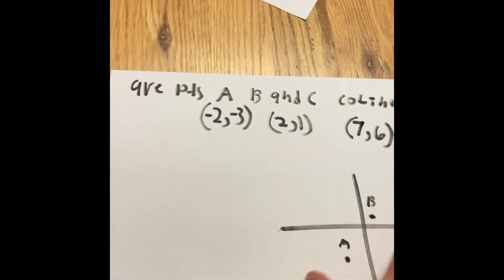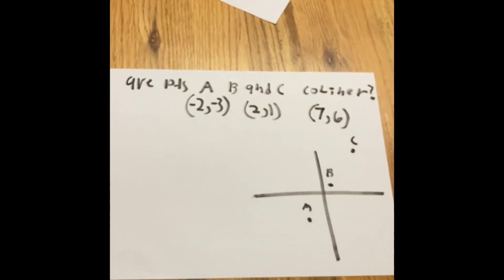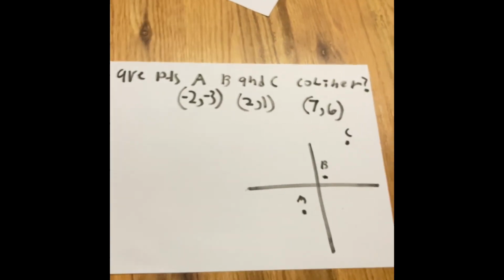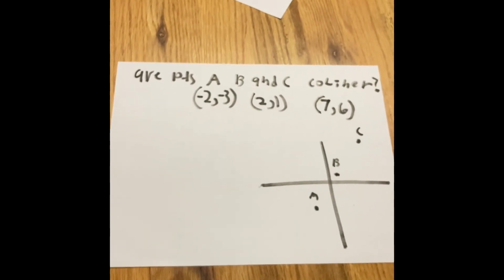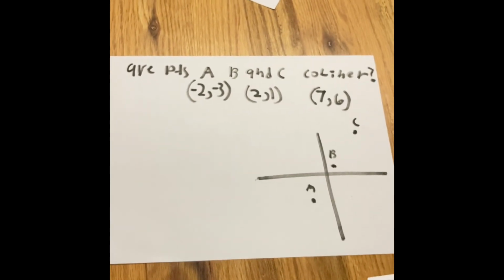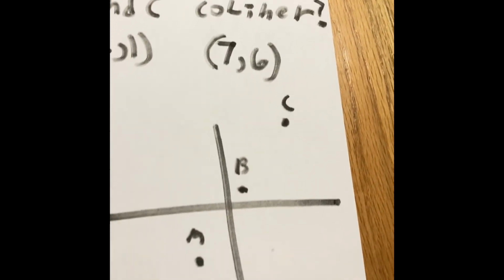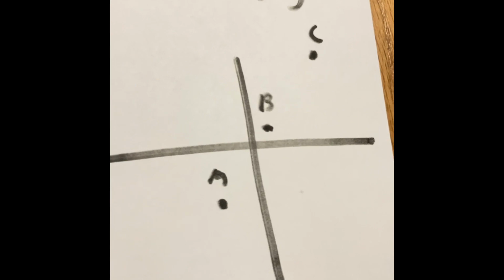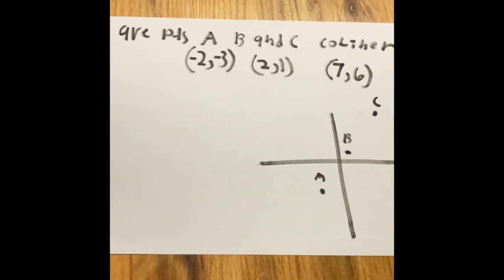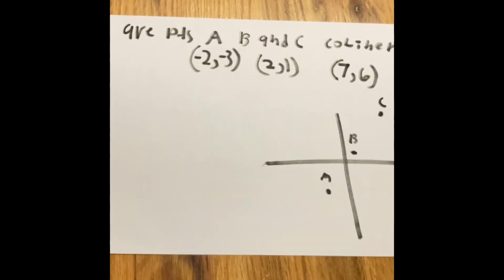So you know how we've been using slopes and we've been using points in the past? So we've got to understand if points A, B, and C are collinear. Collinear means that they're on the same line. So basically, are A, B, and C going to be on the same line and have the same slope? What we can do is find the slope.